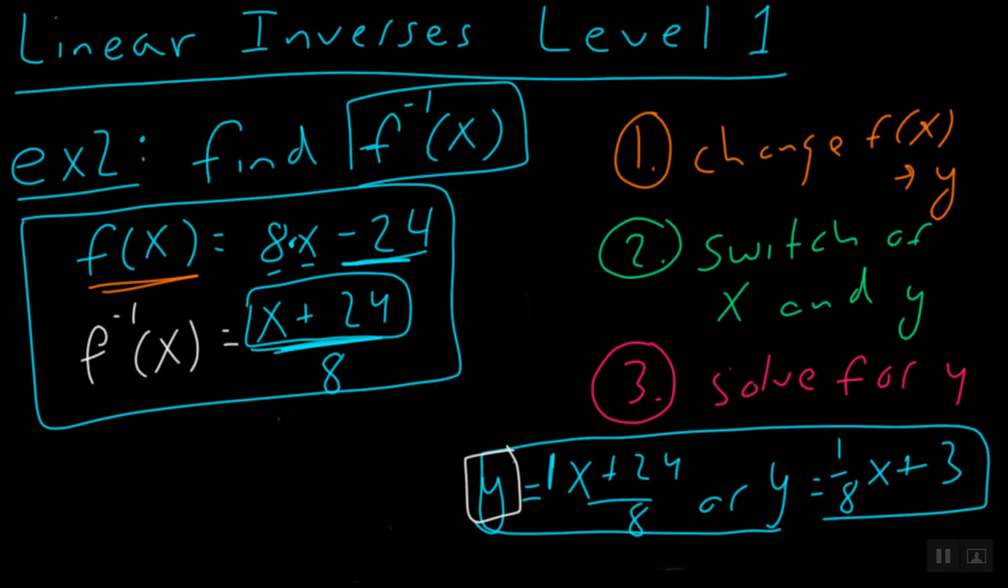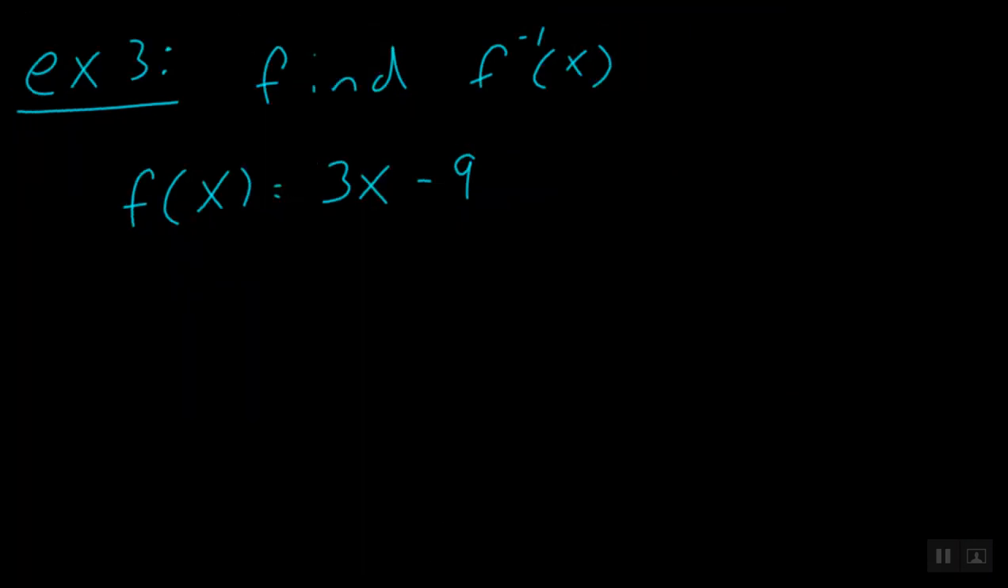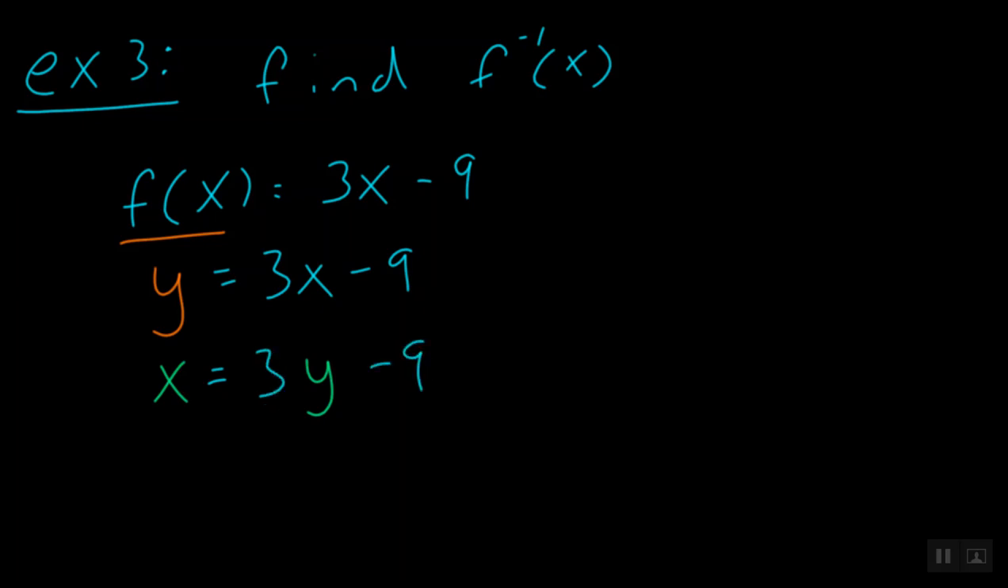Alright, well guys, I'm going to do one final example. Okay, here we have example 3, find f inverse of x. Well, notice my very first step is that I'm going to change f of x into y. And so we have y is equal to 3x minus 9. Now remember, from here, I flip my x and my y, and as I fill in the rest of this, I have x is equal to 3y minus 9.